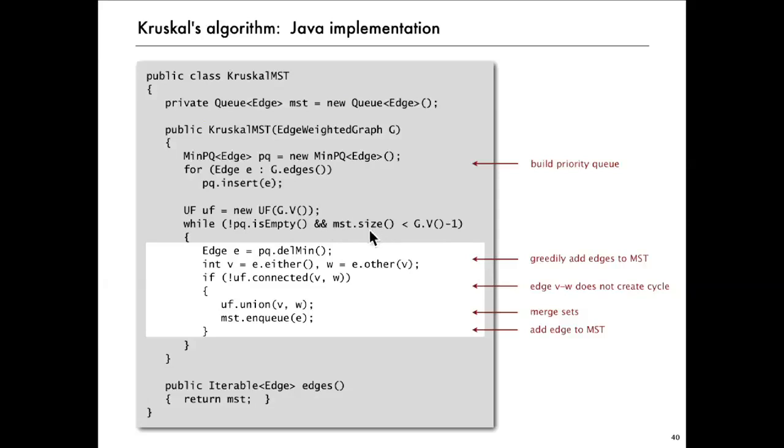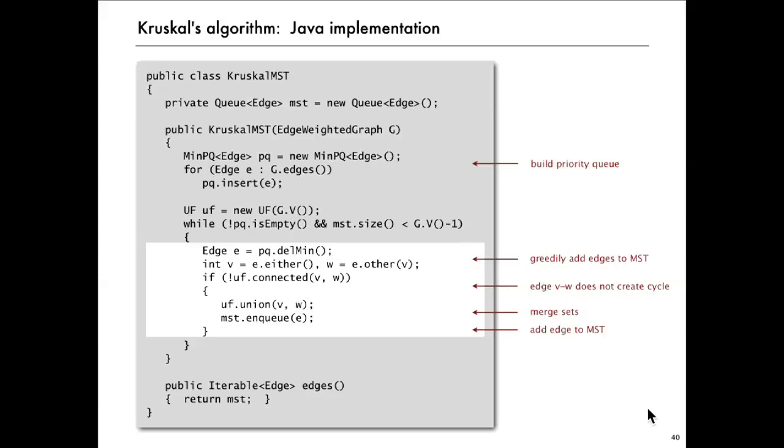As long as neither one of those is true, then we've got an edge in the priority queue, and we want to take the smallest one. We want to get its vertices, V and W, either and other. And then we want to check using the union find algorithm if they're connected. If they're connected, we don't want to do anything. If they're not connected, then we want to merge them and put that edge onto the MST. That's it. And then that's the full implementation. And then we have the edges method for the client to return the MST.